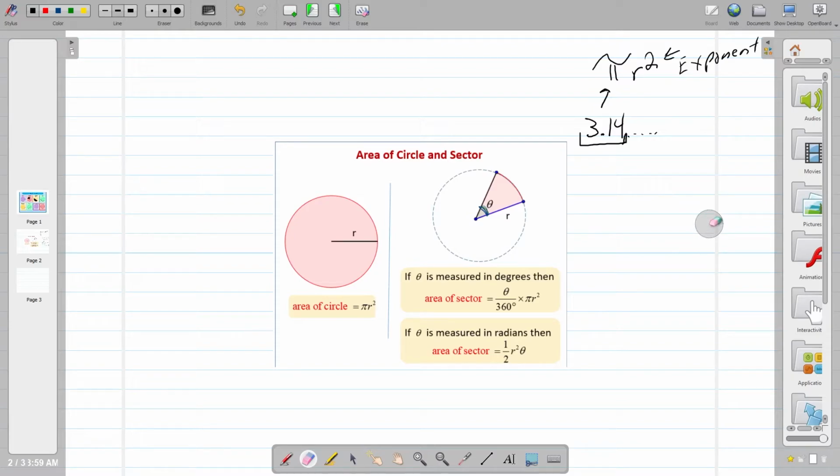So the area of a circle, pi r squared, pi times the radius squared. So whatever the radius is, you multiply by itself, multiply that by pi, boom, that's your area of a circle. The area of a sector is almost exactly the same thing. But to help you understand the area of a sector, we're going to talk about a couple of things. First, theta.